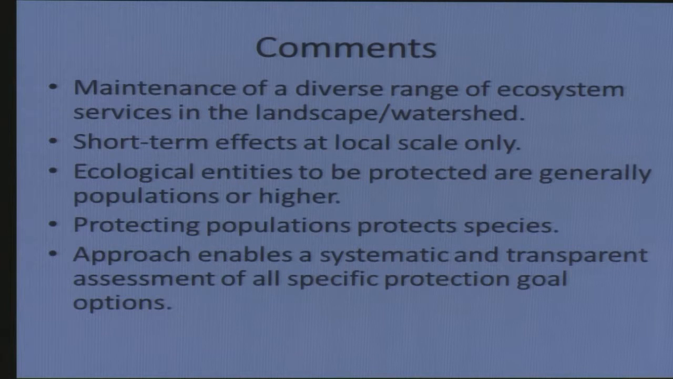The ecological entities to be protected are generally populations or higher. The exception to that are charismatic vertebrates. And the assumption is that by protecting populations, you protect species, linking back to biodiversity. But what this approach does is it enables a systematic and transparent assessment of all specific protection goal options. So it opens up that black box. It's asking specifically what do we want to protect, where and when, what are the consequences of this regulated product and what we want to protect, what are the options that the risk manager can choose between.